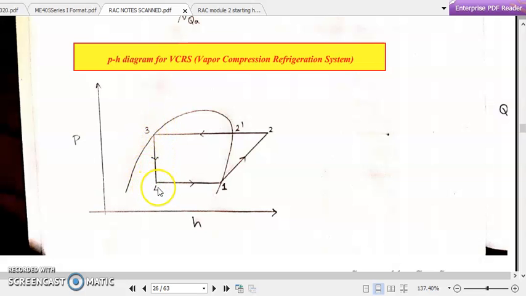Due to this throttling expansion process, the pressure of the refrigerant got suddenly reduced back to the evaporator pressure, and at the same time the condition of the refrigerant at point 4, the entry of the evaporator, will be in its liquid condition. It is this liquid refrigerant which is going to enter the evaporator and undergo evaporation, then again enter the compressor process, and this cycle continues. So this is the PH diagram for VCRS, or vapor compression refrigeration system. Now let us analyze this VCRS system in detail in the coming session. Thank you.